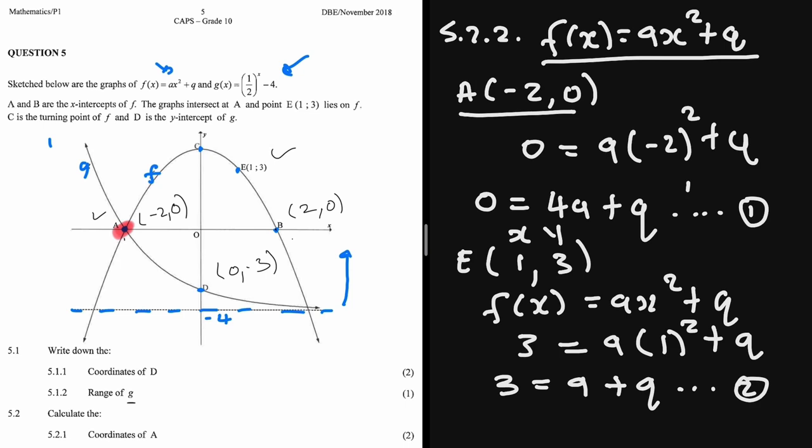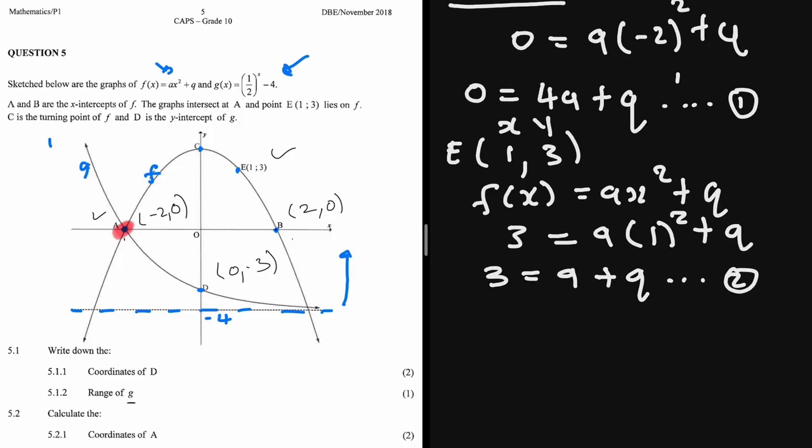But in this case, for myself, I can see now it's going to be much easier if I use the elimination method. When you use the elimination method, you write down your equations next to each other, and then you either subtract or add so that you can cancel one of the variables.